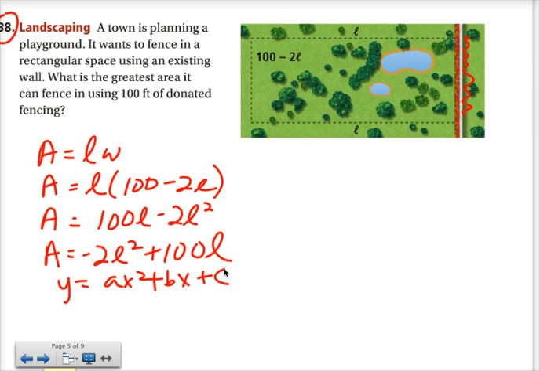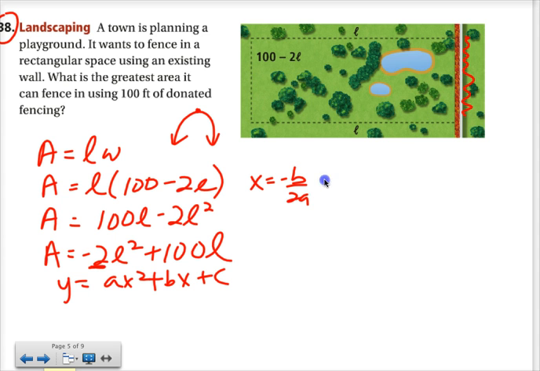And pretty obviously, this one's going to be opening down because of our little negative 2 here. And the maximum point is going to be our vertex. So we need to come up with that, which means we're going to do x equals negative b over 2a and see what we get for the x coordinate of the vertex.